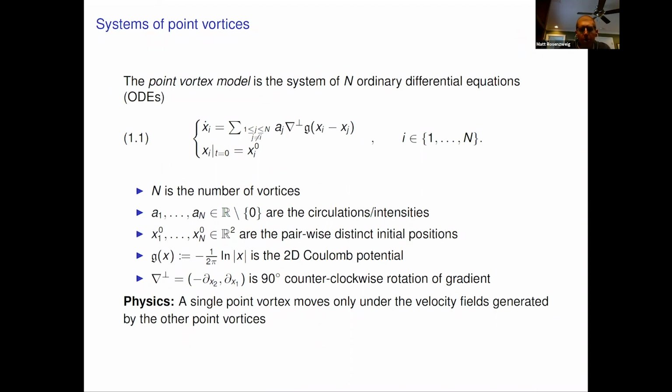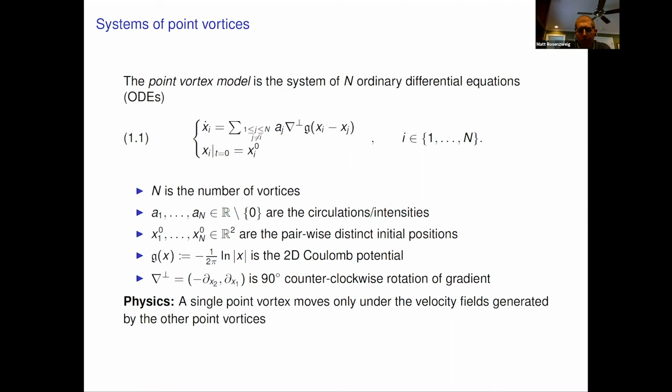So to get started, the point vortex model is the system of N ordinary differential equations, which is given by equation 1.1. And here, N is the number of vortices. These coefficients a_1 through a_N, which are taken to be non-zero and real, are the circulations, sometimes called intensities, of the vortices. x_1^0 through x_N^0 are the pairwise distinct initial positions in the plane.